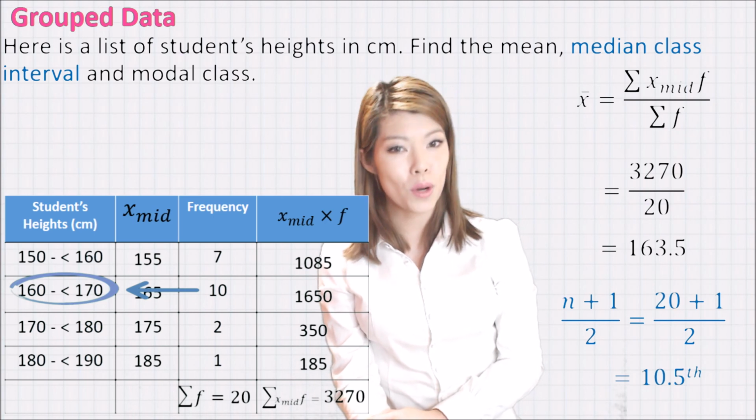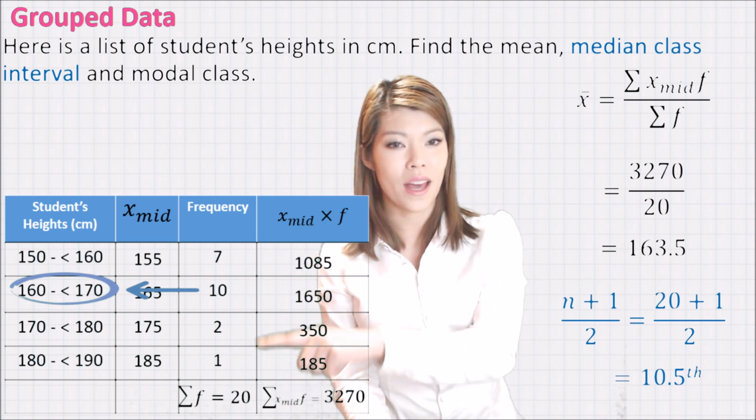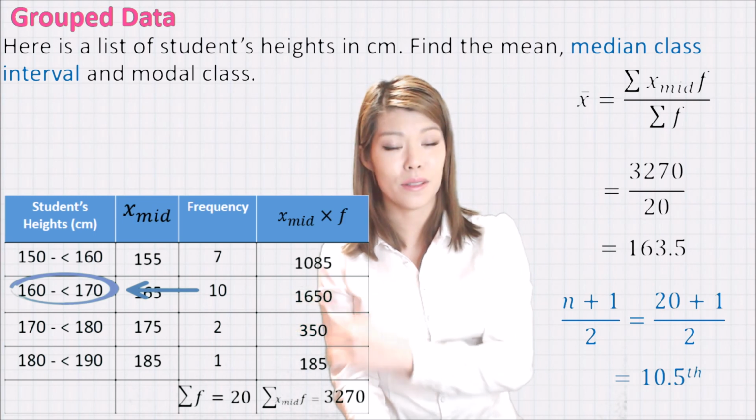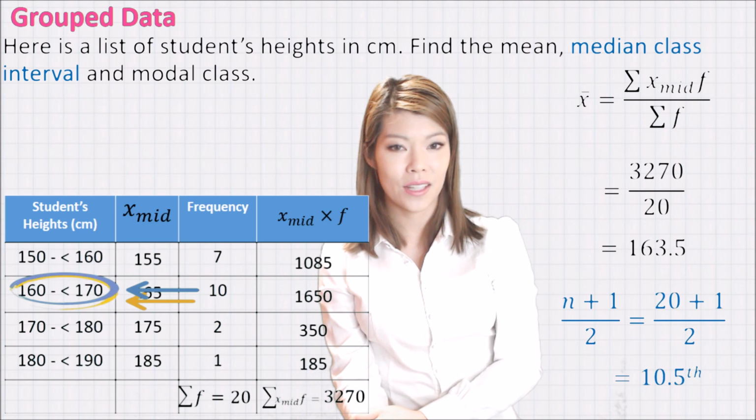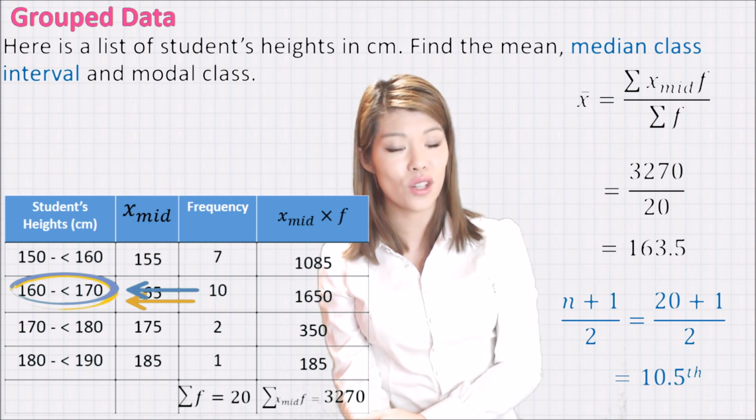And lastly, for the modal class, we look for the one with the highest frequency, and it just happens to be the same class interval in this example. So that's 10. So the answer will be the same, 160 to less than 170.